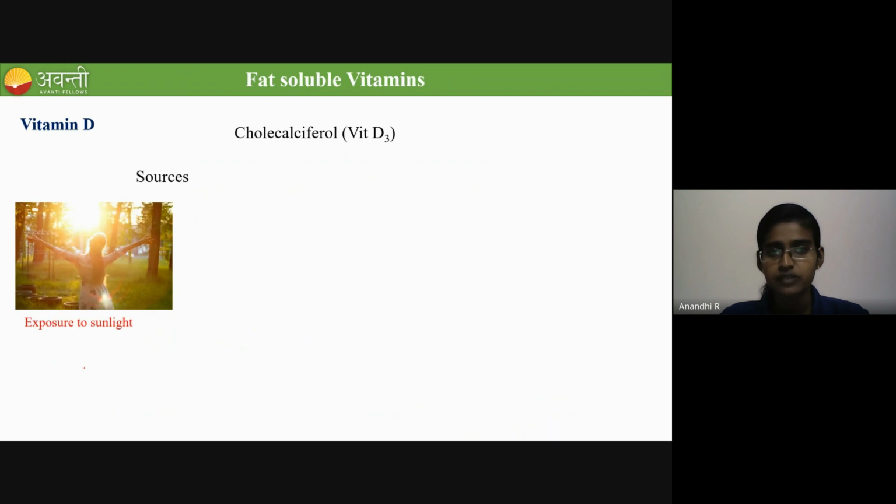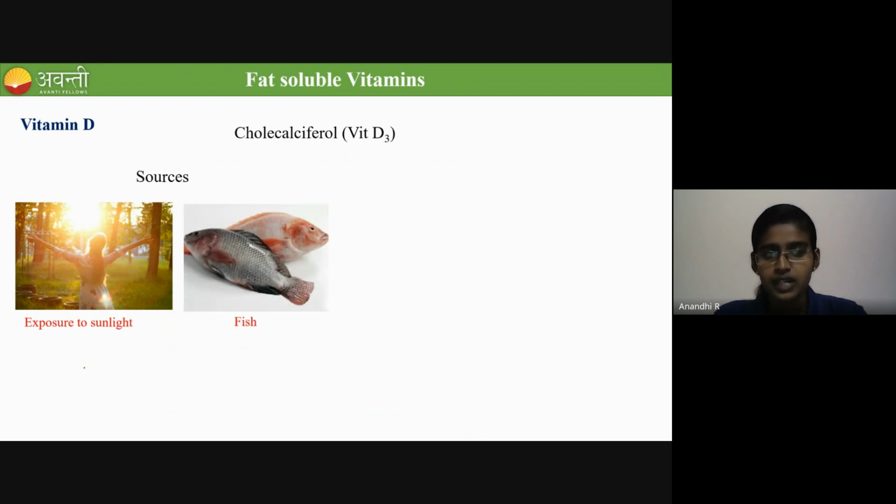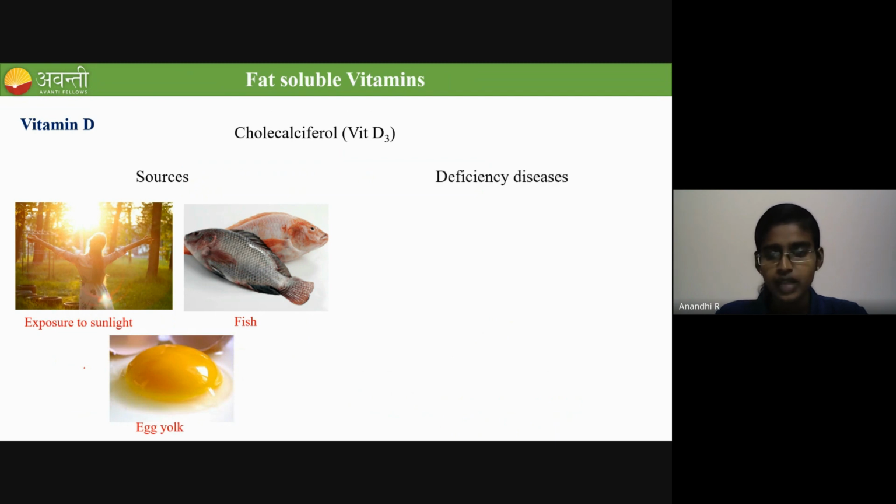The source of this is when you are exposed to sunlight in the morning, you can get provitamin D directly from sunlight. That too, the early morning sunlight gives you the vitamin D. In fish also you can find vitamin D. So all of you have to eat fish at least twice or thrice a week. And egg yolk. Tanning is the side effect.